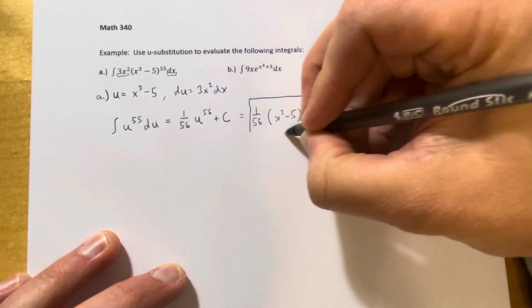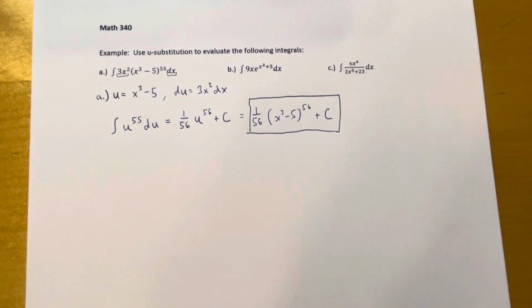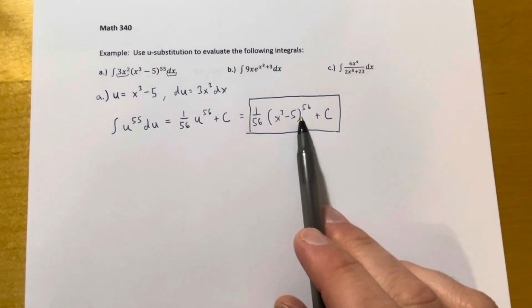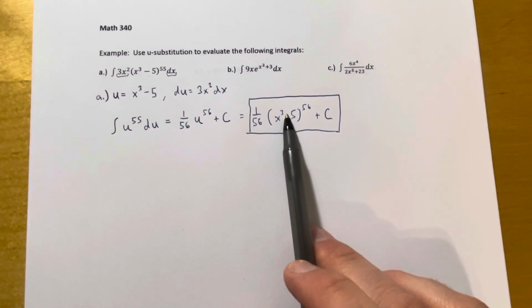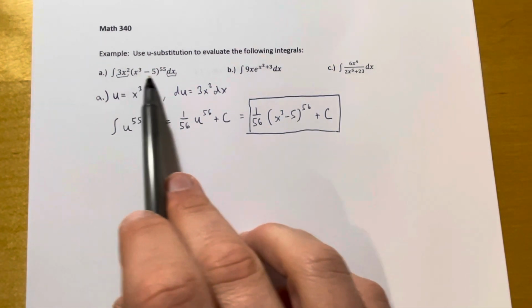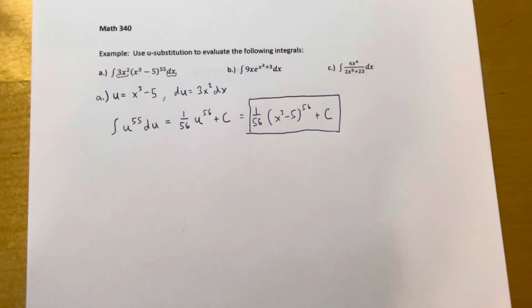This is my antiderivative. And again, I'm not going to use the time to check this here, but it's a good exercise for you to check in your notes that this is correct. And you do that by taking the derivative of this function to see if you get back to the original integrand up here. Okay, let's try another one.